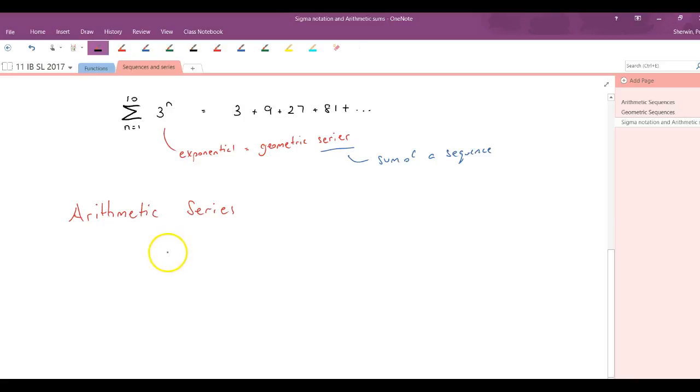Nice little story to kick things off here. If we have a look at the most basic arithmetic sequence or series of all, 1, 2, 3, 4, all the way up to 100, 98, 99, 100. If I was putting that in sigma notation, I would write it as n equals 1 to 100, n, linear function, arithmetic sequence.